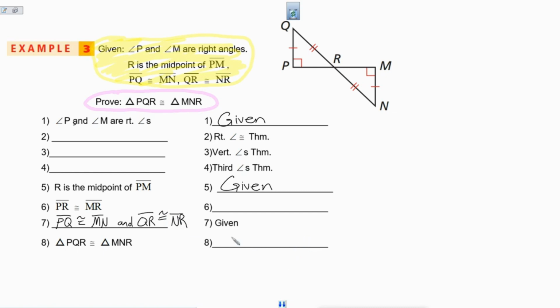And then for the last step on all of the proofs today, you need to write down definition of congruent triangles.